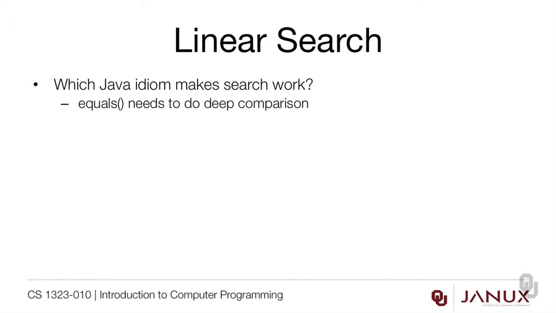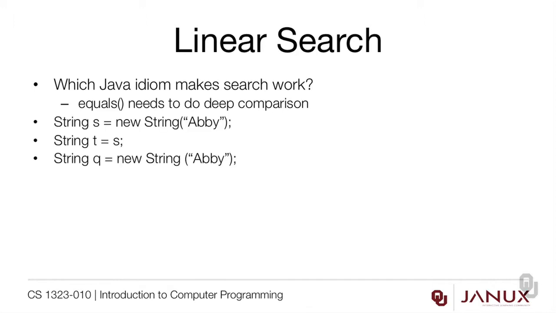The next one we want to try is linear search. That is, stepping through the elements one at a time and seeing if we can find them. We need to think a little bit about what Java idiom makes search work. So if we're looking for something, what do we have to do? Now you might think == at first glance. But the problem with that is that it works with primitive data types. It doesn't work very well with objects because we need to do deep comparisons, not shallow comparisons. This is something that you've probably read about in Chortle, but let's actually review it a little bit.